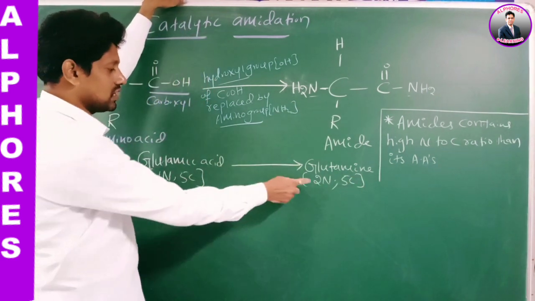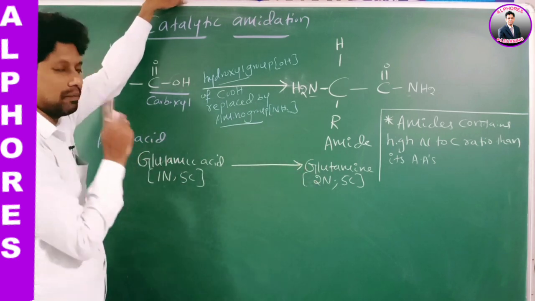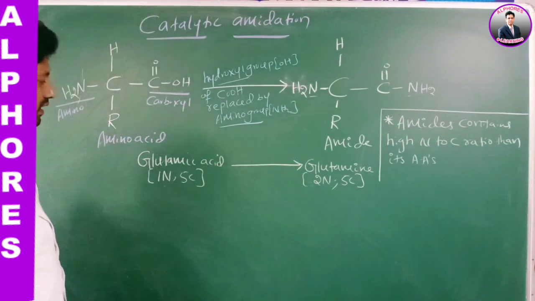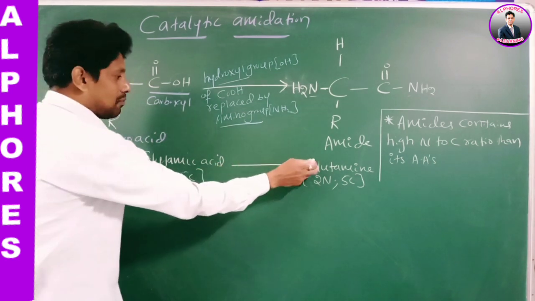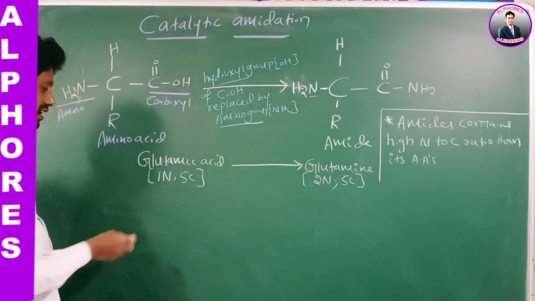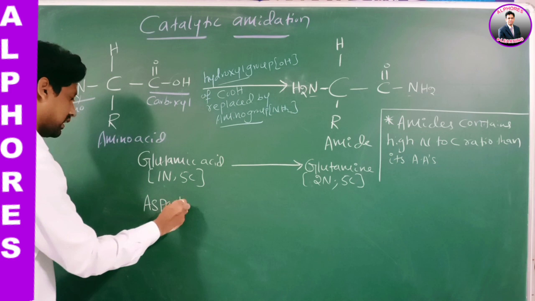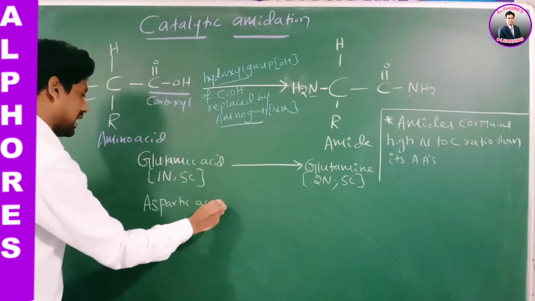Sir, 1 nitrogen, 2 nitrogens. Therefore, high nitrogen to carbon ratio than its amino acid. Okay, right, sir, what is its amino acid? Glutamic acid, because this is formed from glutamic acid. The second one is aspartic acid. What is it, sir? Aspartic acid.